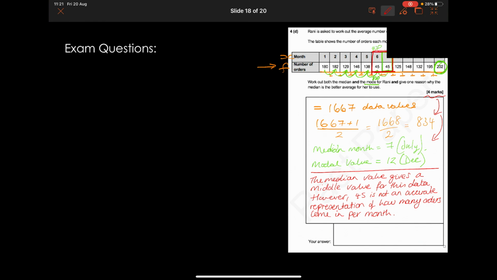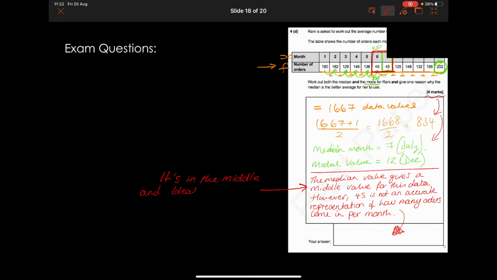Okay, so the median, yes, it gives a middle value for the data, which means it's like halfway between the year. However, 45 is not an accurate representation of how many orders come in per month. So you can use that as your answer, okay, and you'll get your mark. Just make sure you say that when they ask why the median is a better average, it's because it's in the middle.